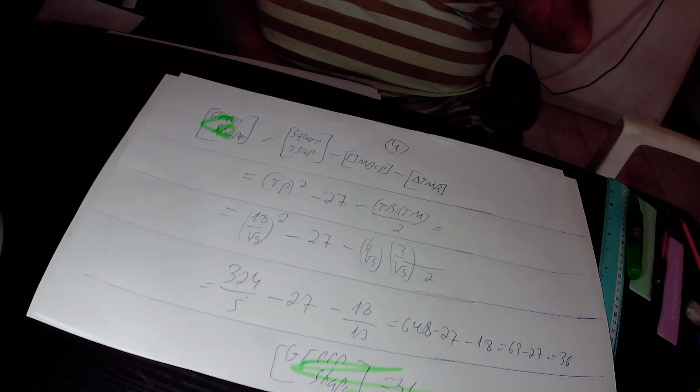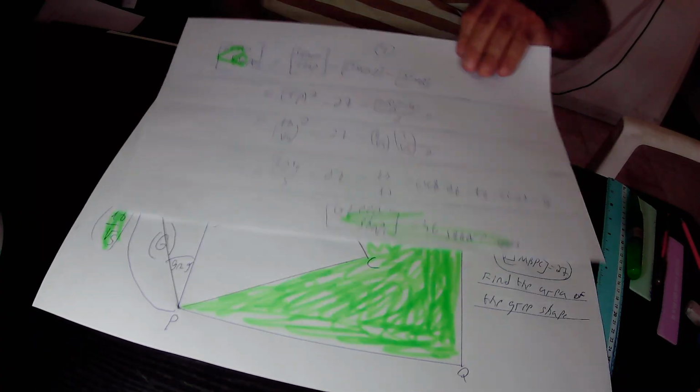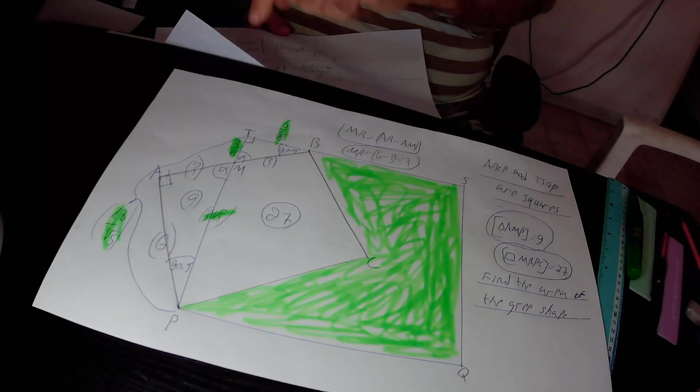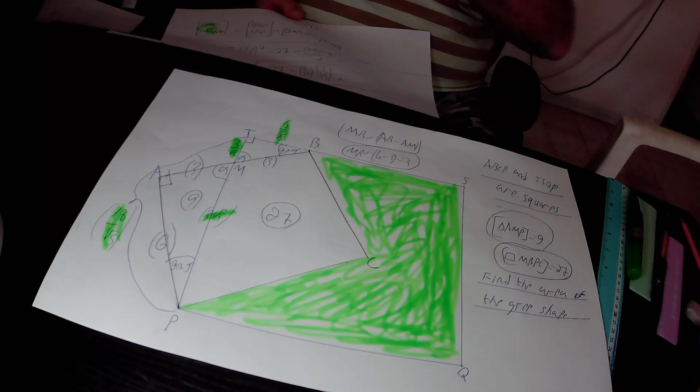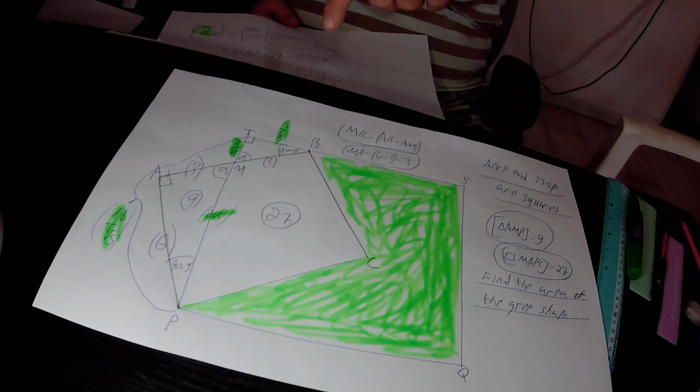So what is the big square TSQP? This is square TSQP. You know that the area of any square equals the length of one side squared.